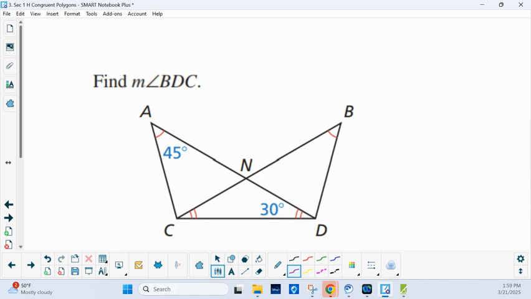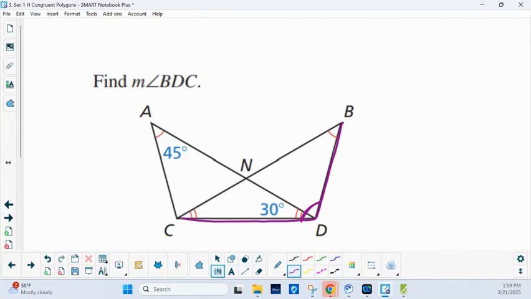They want us to find the measure of angle BDC. Focus on that, BDC. So this whole angle right here. I've got part of it is 30, but I got to figure out the whole thing. Those markings can help us know some angles. So look at the diagram.